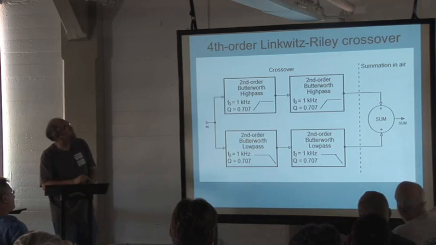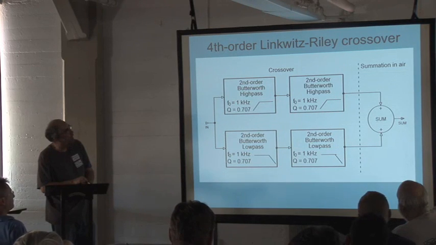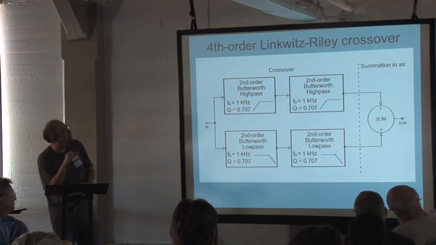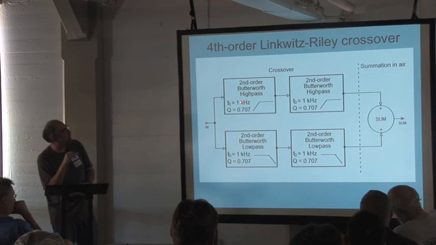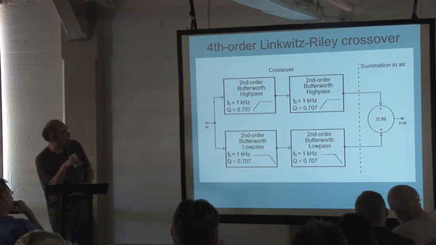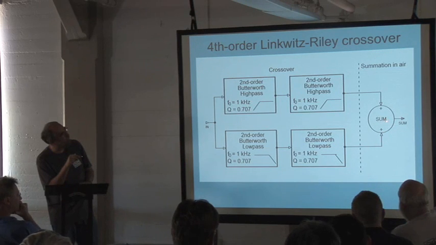So next one. So your fourth order Linkwitz-Riley, which is sometimes called a Butterworth squared filter because you make it by having two Butterworth maximally flat filters in series. They're both 1 kilohertz here and both have a Q of 0.707, 1 over root 2, and the same applies in the LF path here. And once again, you sum it linearly in the air there.